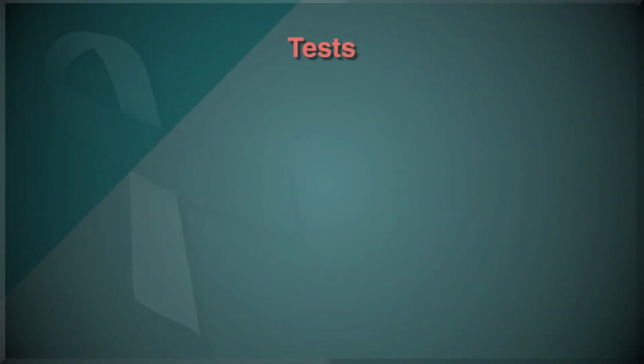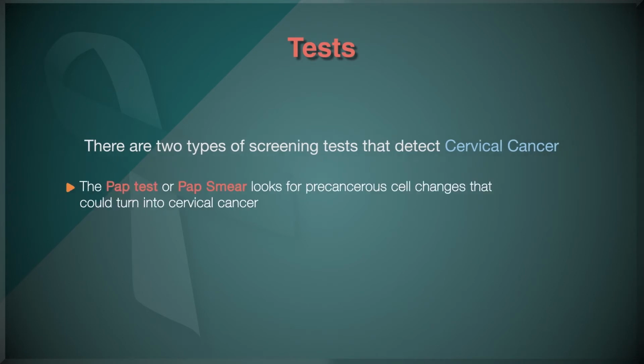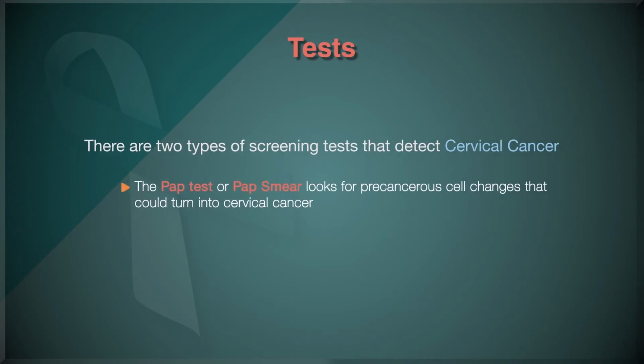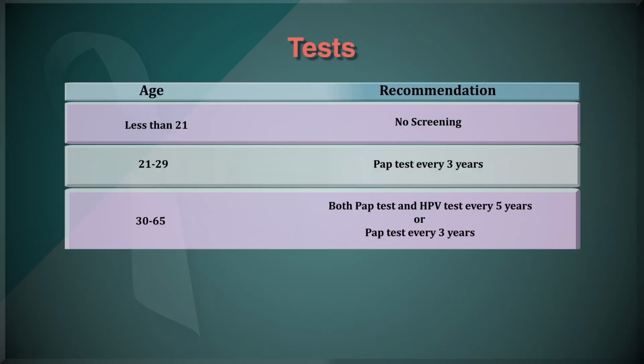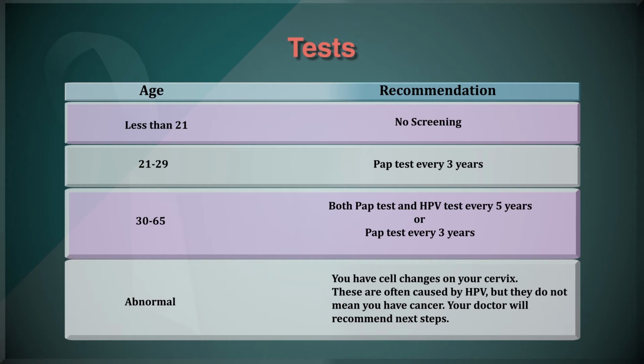Cervical cancer is the easiest female cancer to detect early. There are 2 types of screening tests: the Pap test or Pap smear, which looks for precancerous cell changes that could turn into cervical cancer, and the HPV test, which checks for HPV strains that cause precancerous cell changes. The chart shown shows the general screening recommendations from the American Cancer Society. Your doctor may recommend testing more often if you are at high risk of cervical cancer or you have a history of abnormal cervical cells. Work with your doctor to make a cervical cancer screening plan that is right for you.